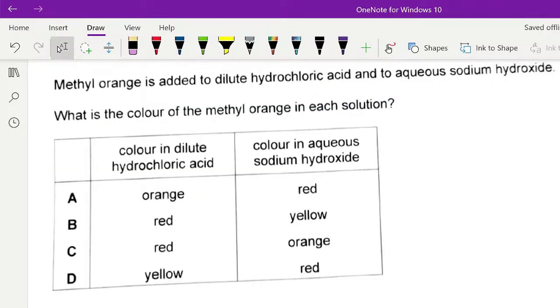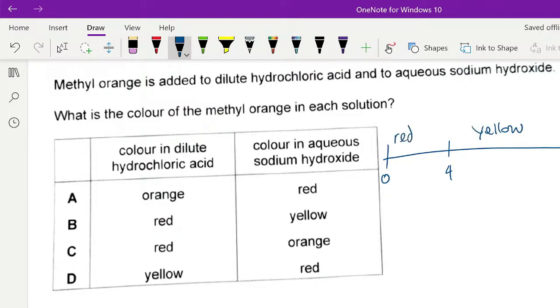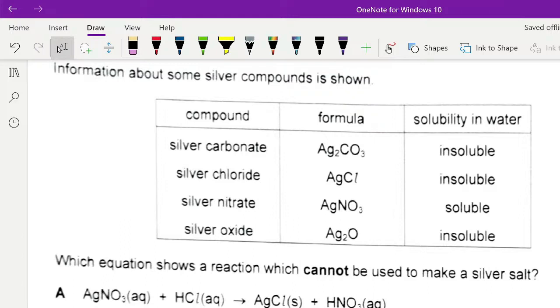Methyl orange is added to acid and to aqueous sodium hydroxide. Methyl orange is yellow above pH 4 and red below pH 4, and the transition between red and yellow is orange at pH around 4. So color in dilute hydrochloric acid would be red, aqueous sodium hydroxide would be yellow. Answer is B.